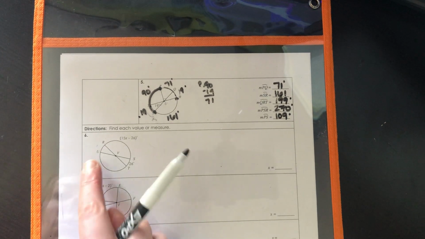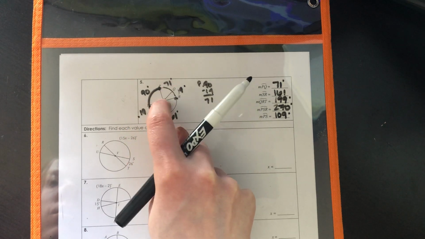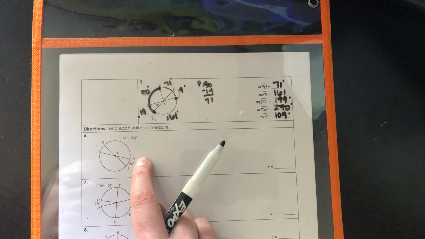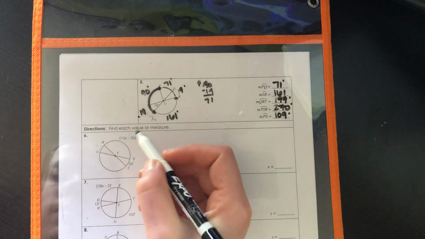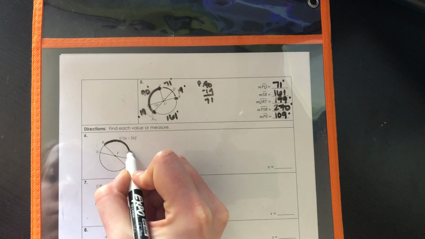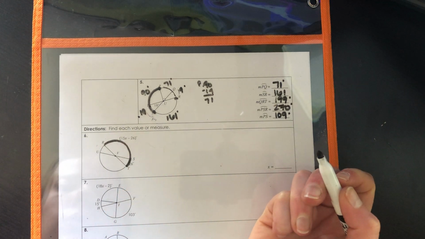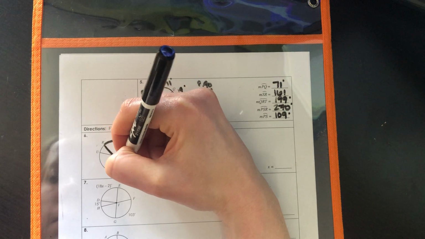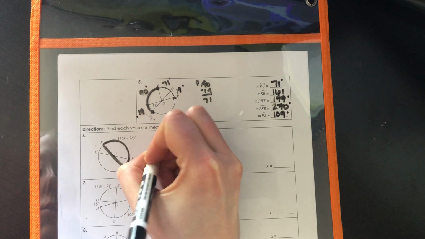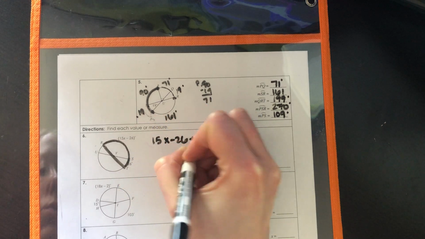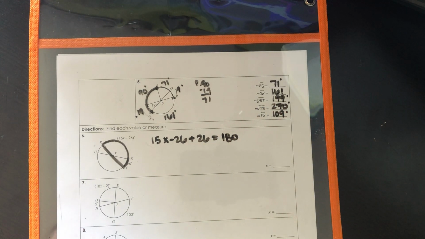All right, now let's talk about if central angles are equal to the arc. Now we're going to start finding x. Good old algebra. So find each value or measure. Well, they want me to find x. Well, they gave me 15x minus 26 for arc RS, and they gave me 26 degrees for ST. We'll look at that. It goes through the diameter. It's a semicircle. So these 2 arc measures are going to add up to equal 180. I'm using that to my advantage.